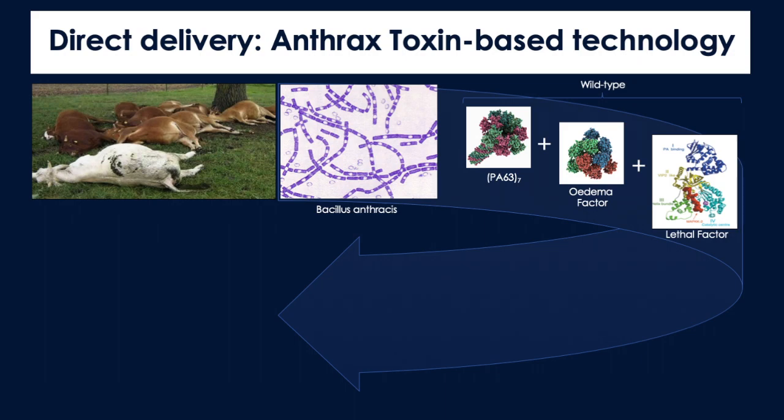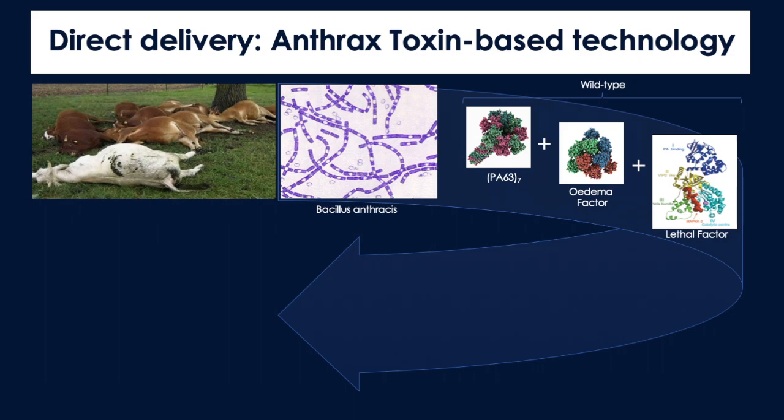Anthrax is a disease that kills both cattle and humans. It's caused by a bacterium, Bacillus anthracis, which produces a tripartite toxin known as anthrax toxin. Wild-type anthrax toxin consists of protective antigen of 83 kilodaltons, lethal factor, and edema factor. PA83 is cleaved to PA63, which forms a heptameric pore enabling the translocation of lethal factor and edema factor into the cytosol.